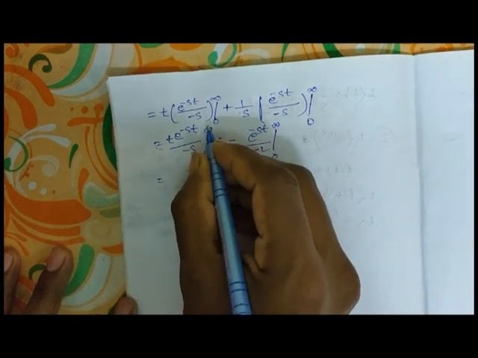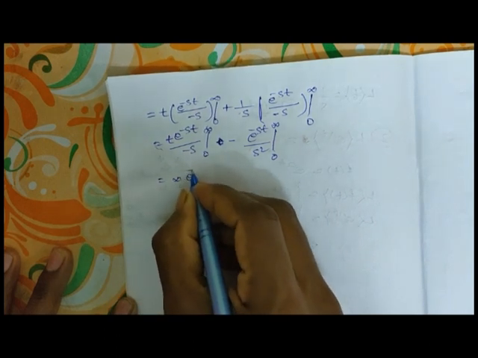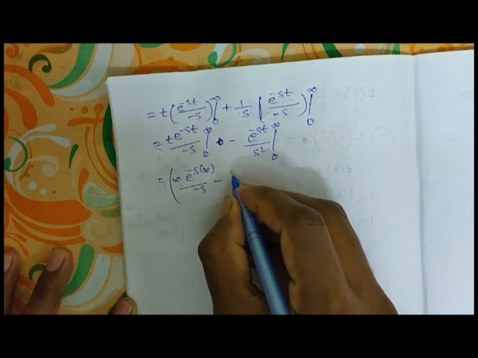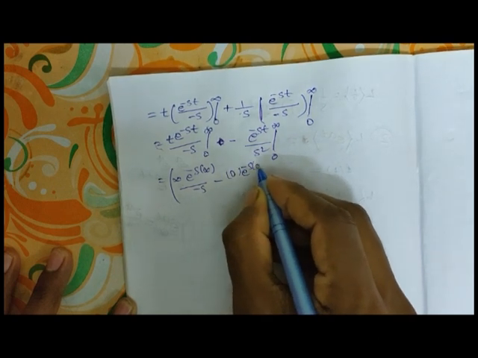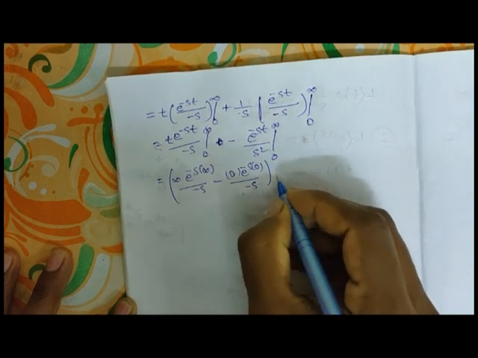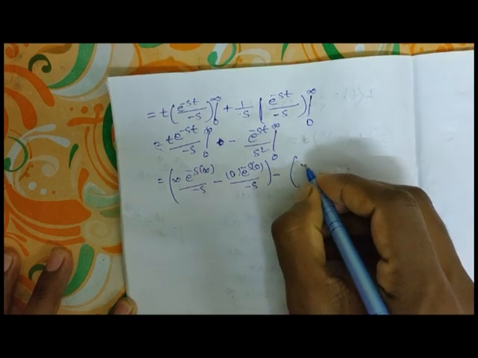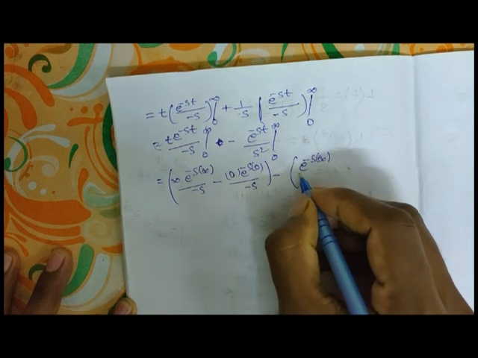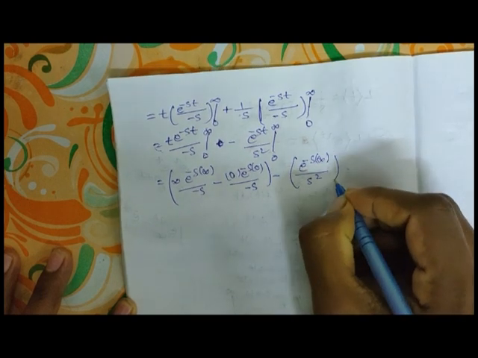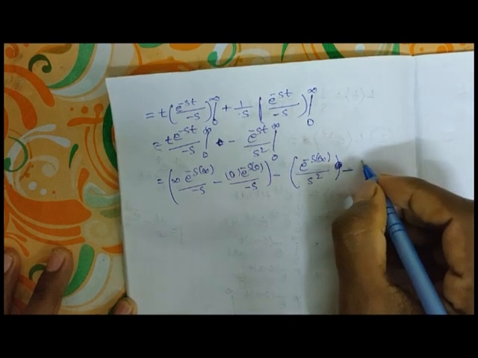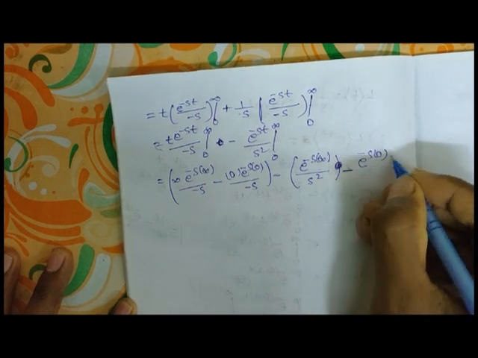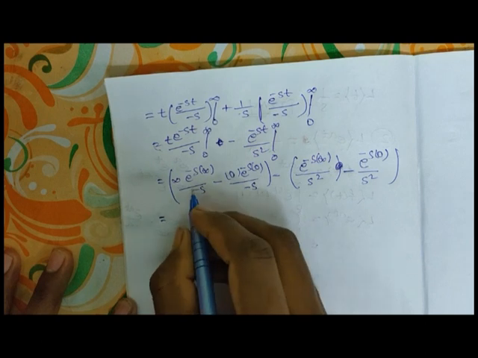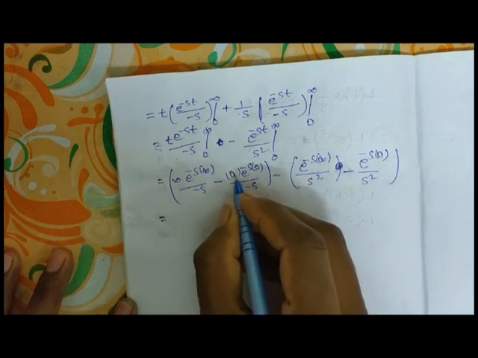So first of all we will take the limit at infinity of e^(-s·∞)/(-s), again minus, we will take the limit at 0, e^(-s·0)/(-s), minus e^(-st), again we will take the limit at infinity, e^(-s·∞)/s², sorry, minus e^(-s·0) limit by s².